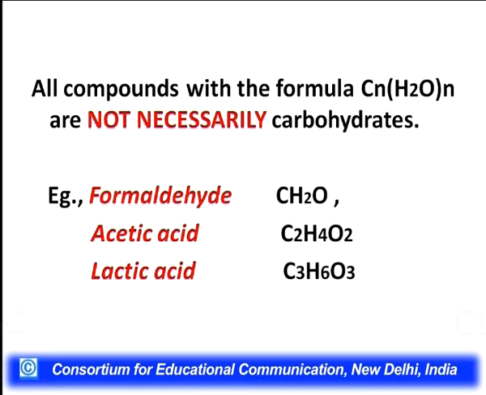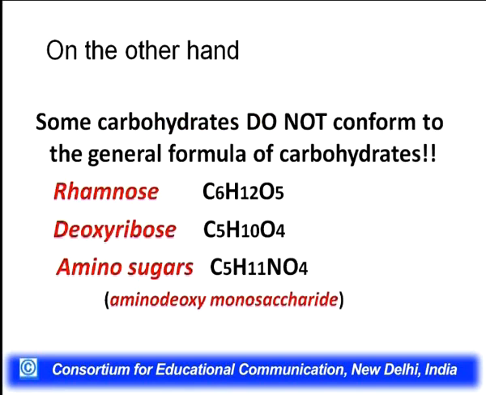For example, formaldehyde has the molecular formula CH2O, acetic acid C2H4O2, and lactic acid C3H6O3. If we look at all these formulas, we find that the ratio of carbon to hydrogen to oxygen is 1:2:1. Still, they are not carbohydrates. Formaldehyde is an aldehyde. Acetic acid and lactic acid are carboxylic acids. Acetic acid is a normal carboxylic acid, whereas lactic acid is a hydroxycarboxylic acid.